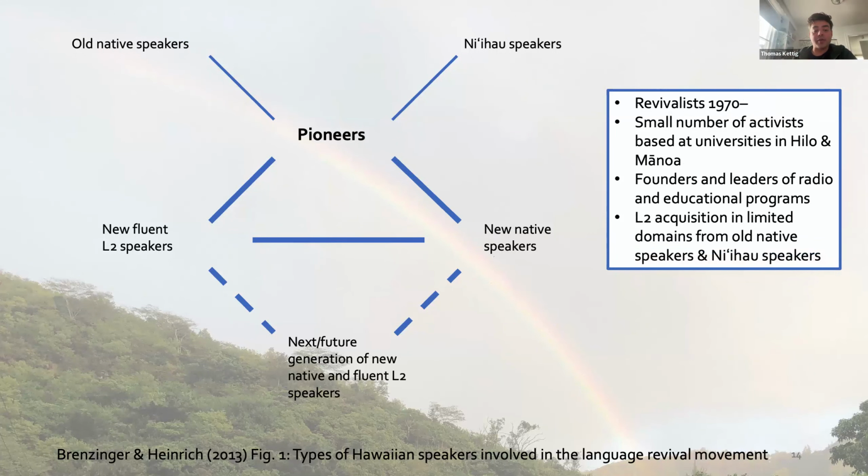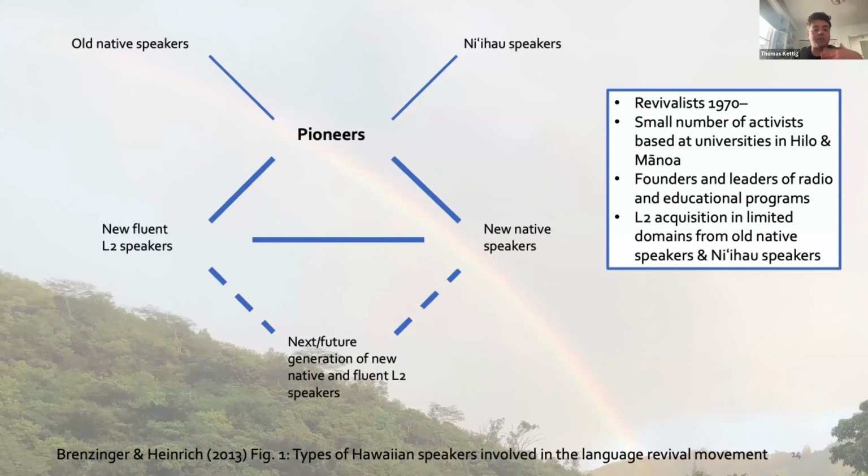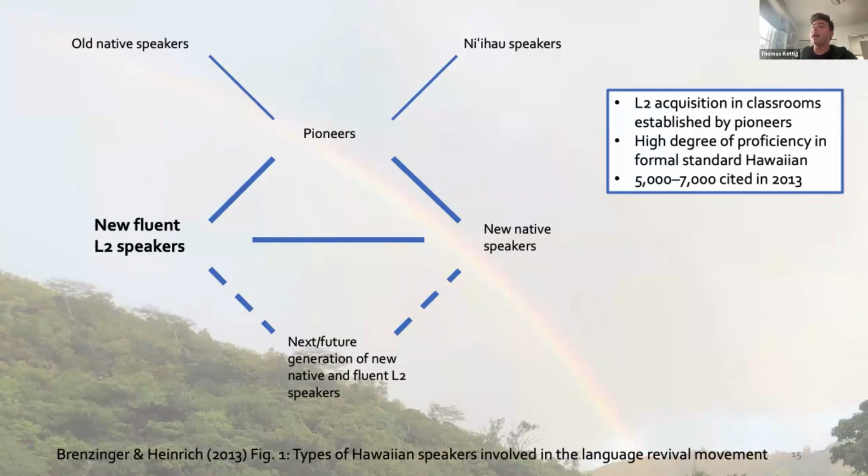Then we have a group of pioneers, the people who founded the revitalization movement in the 70s at universities on the Big Island, at Hilo, and on Oahu at University of Hawaii Manoa. These speakers consider themselves, for the most part, L2 speakers, and they acquired the language in limited domains, but from Old Native speakers and from Ni'ihau speakers to begin the revitalization of the language. They were then able to teach, and these L2 learners then became teachers of other L2 learners. And so we now have several thousand, probably more than what Brenzinger and Heinrich have here, which is 7,000, probably more like 10,000 highly proficient L2 speakers who gained the language in university classrooms.